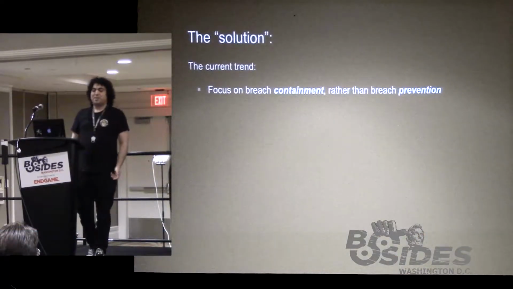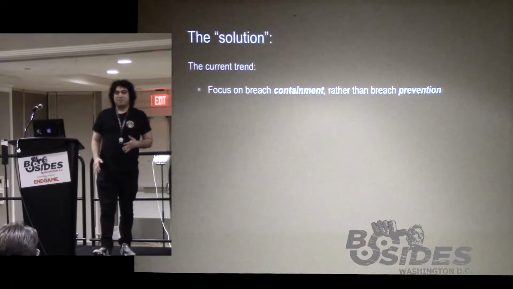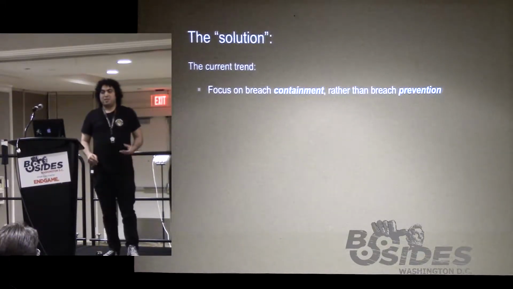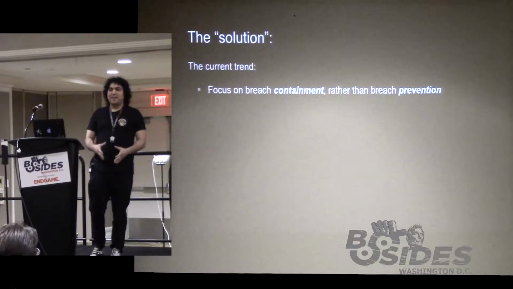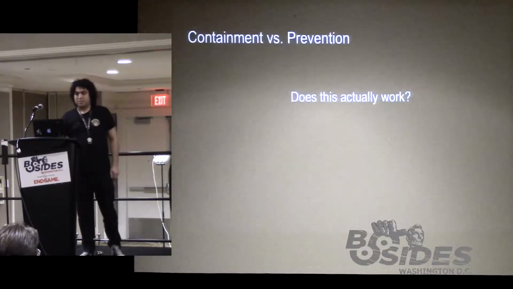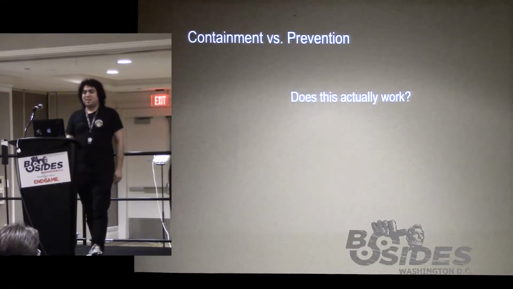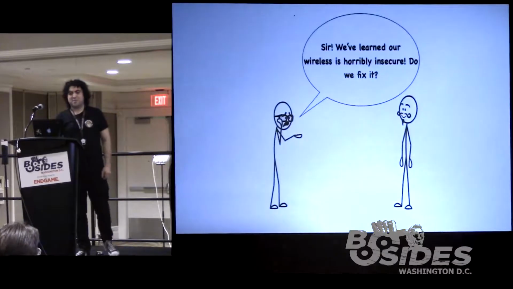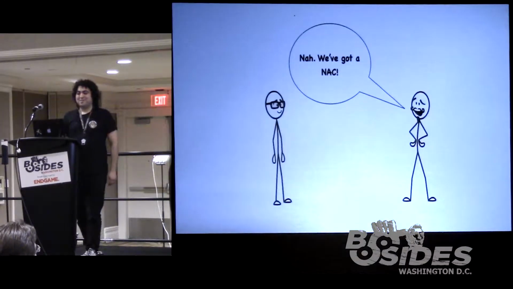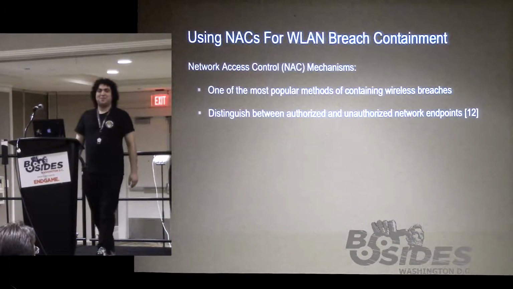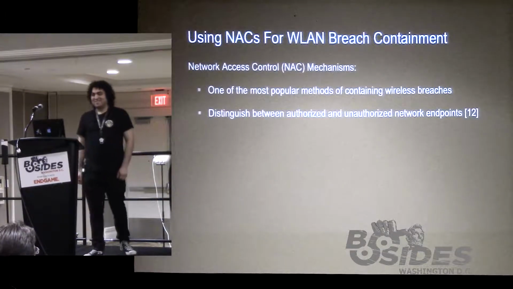So the current trend that we see a lot is instead of focusing on breach prevention, which would be preventing attackers from accessing the network in the first place, you instead see a focus on containing breaches that occur once the attacker is on the network. And I guess what we're trying to address here is whether or not this strategy actually works. And before we continue, I have a little cartoon for you. Okay, that should be some foreshadowing of what lies ahead.